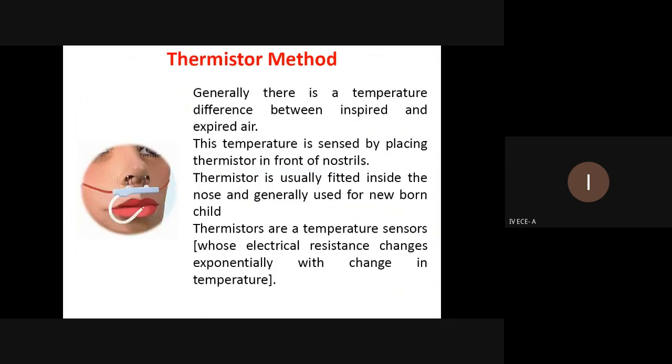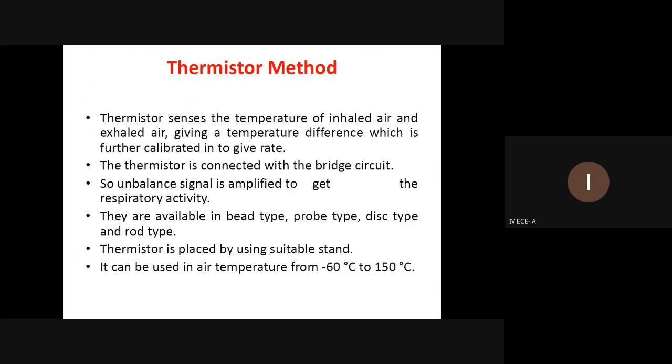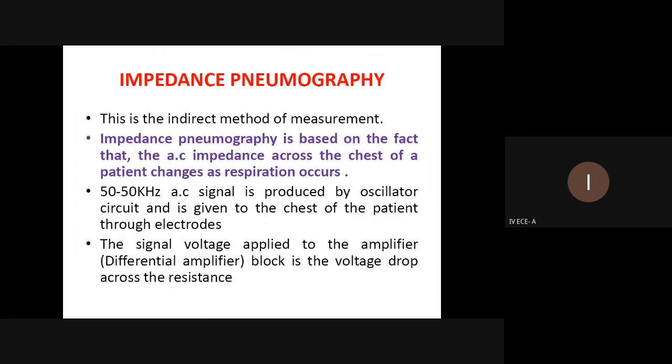This is the thermistor method. Generally, there is a temperature difference between inspired and expired air. This temperature is sensed by placing a thermistor in front of the nostrils. The thermistor is usually fitted inside the nose and generally used for newborn children. The thermistor connected to the bridge circuit can be used in air temperature from minus 60 degrees to 150 degrees Celsius.